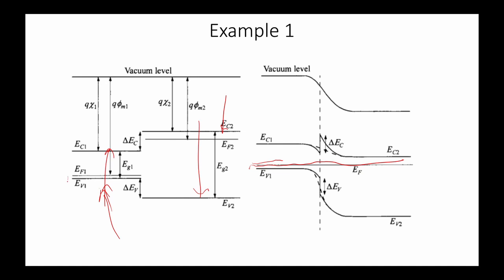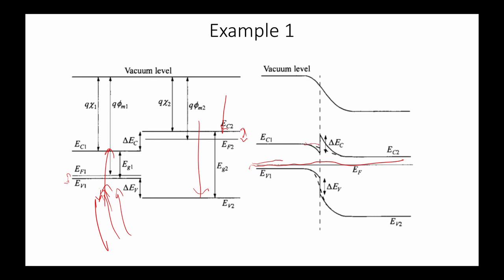So this gap is lesser than this gap, so we can say that this is more highly doped. Accordingly, the bending happens at the junction. So the band bending in this side of the semiconductor, the first semiconductor side, will be lesser.